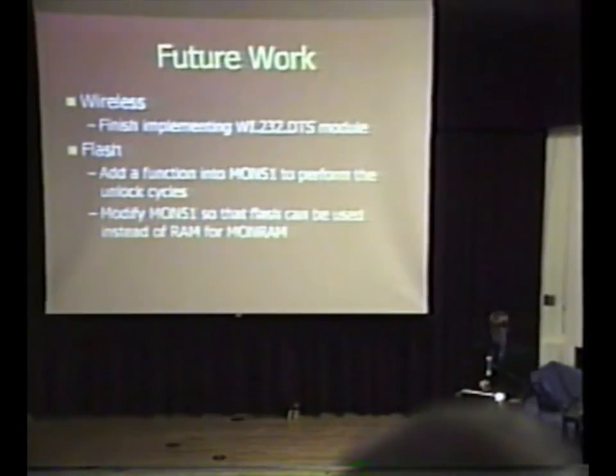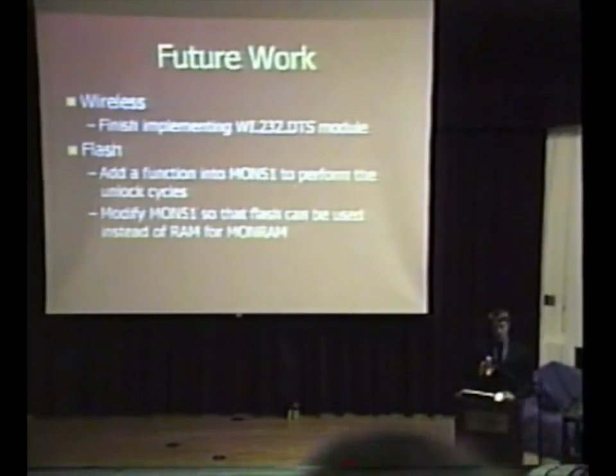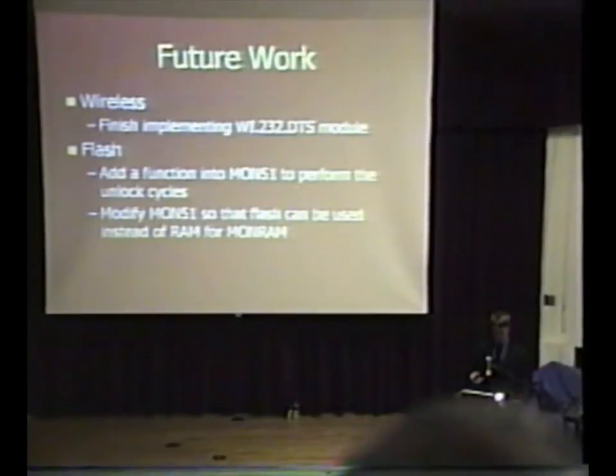Future work would be to finish implementing wireless and figure out why it wasn't communicating with the board. Future work with the flash would be to add a function in Mon 51 to perform the unlock cycles. As of now, I added the K and B functions to perform it in HyperTerminal, but when the users want to save data in race code looping through, they're going to have to paste in the 4 cycles. It would be easier if they could just have a function call that would do that for them.